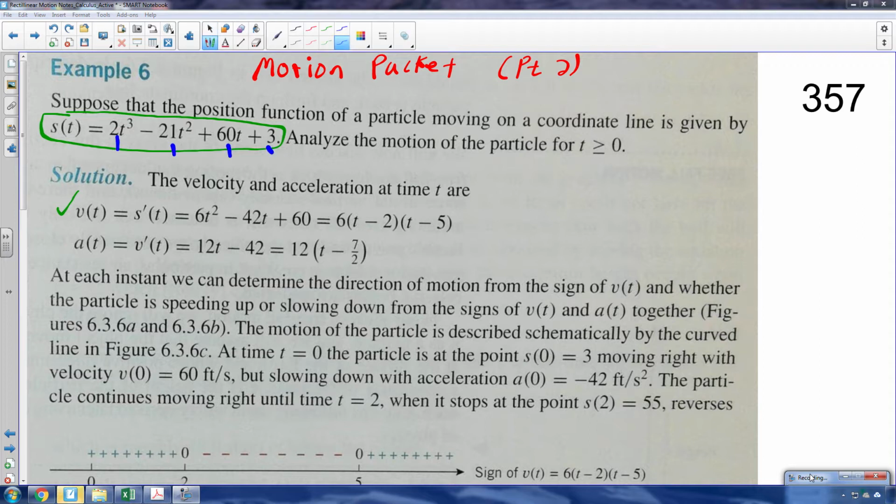So pretty simple. We derive this term, this term, this term, this term. We get 6t squared minus 42t plus 60. And we can factor it if we like. So either of these are fine for the velocity function. So that's how the particle's velocity is going to be. How fast it is, you can just plug in a number to either of those velocity functions.